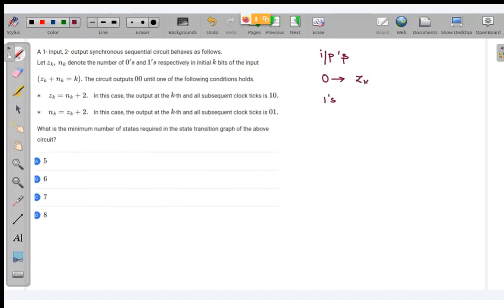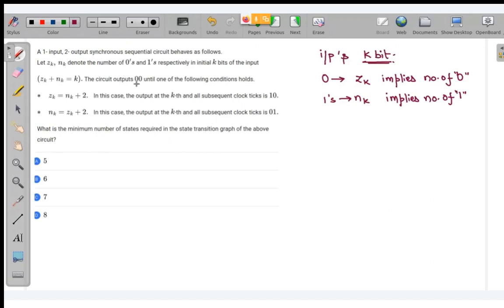So zk is the number of zeros and nk implies the number of ones in your input bits. The total input is a k bit input. So they have told you basically zk plus nk is equal to k. So that is what will be there.